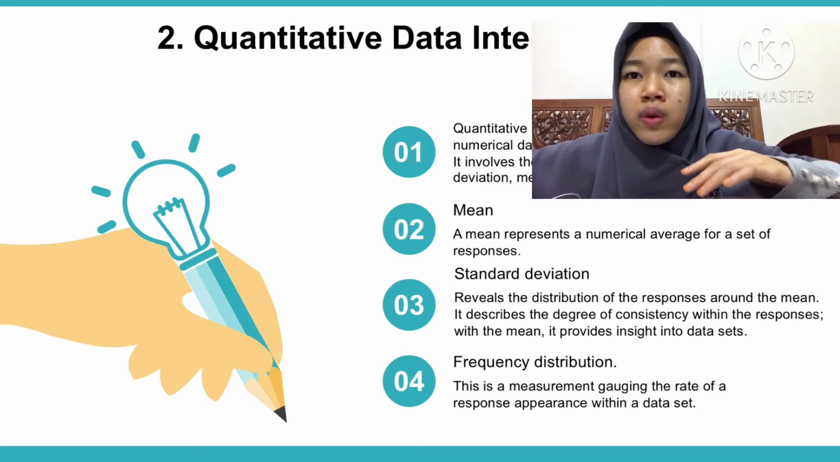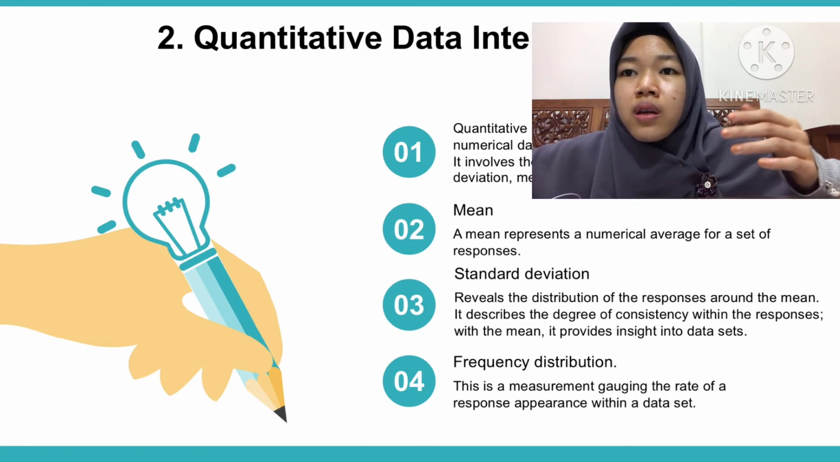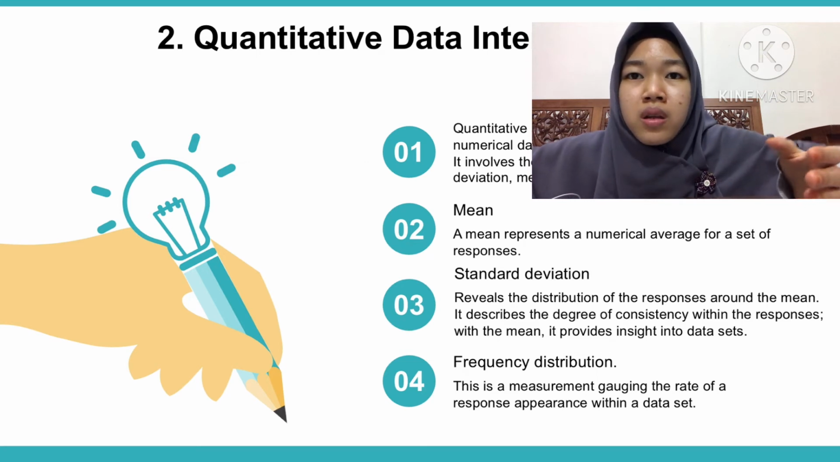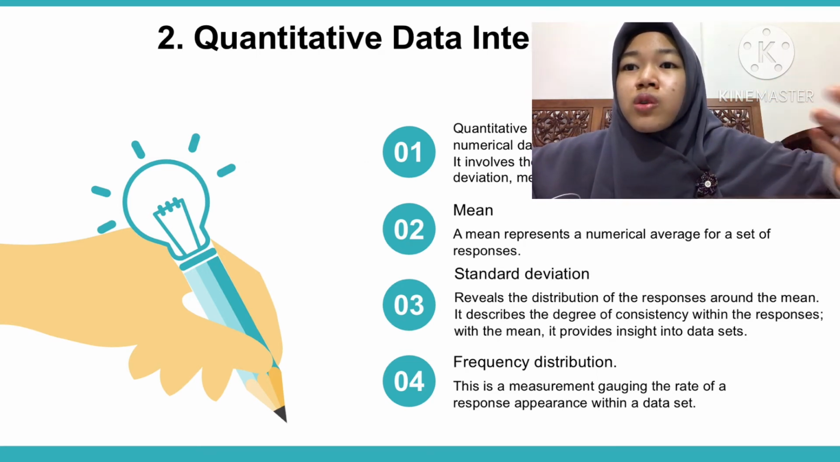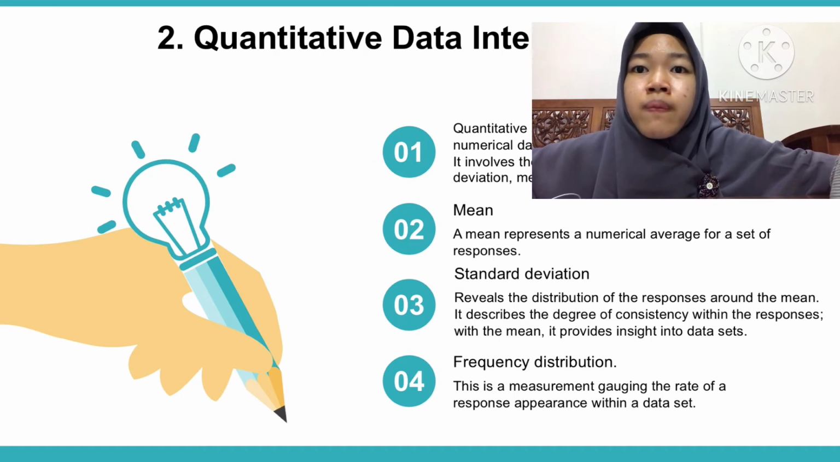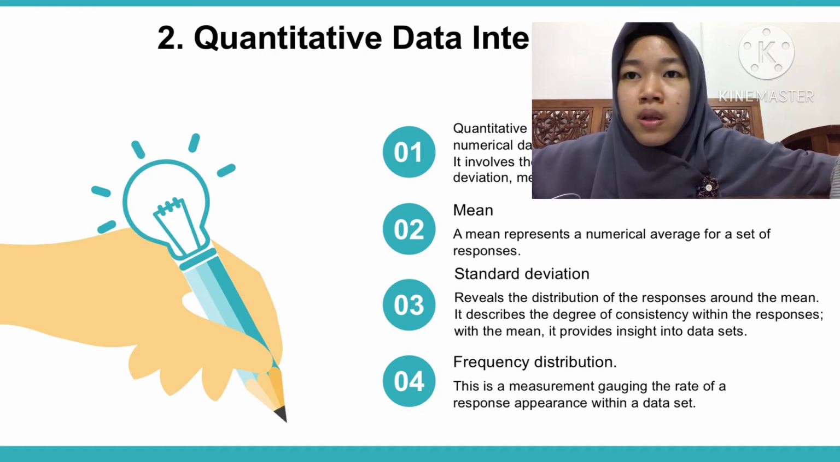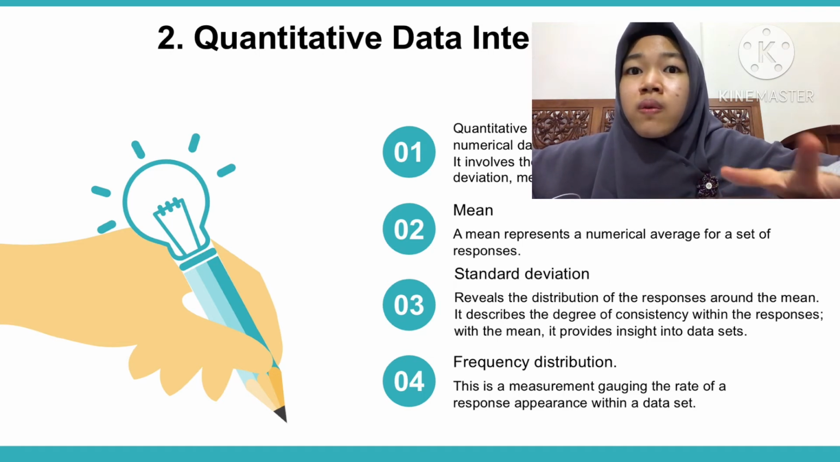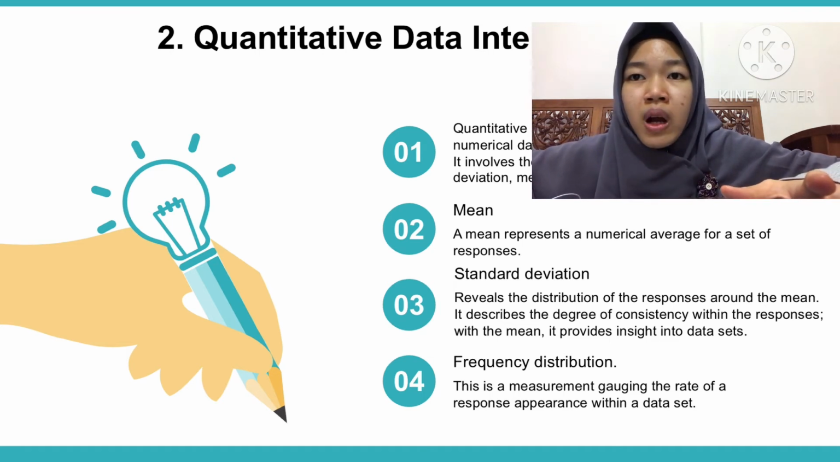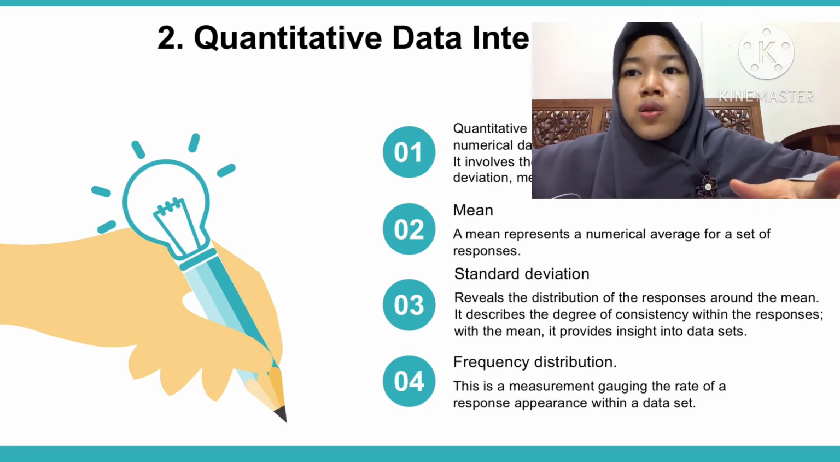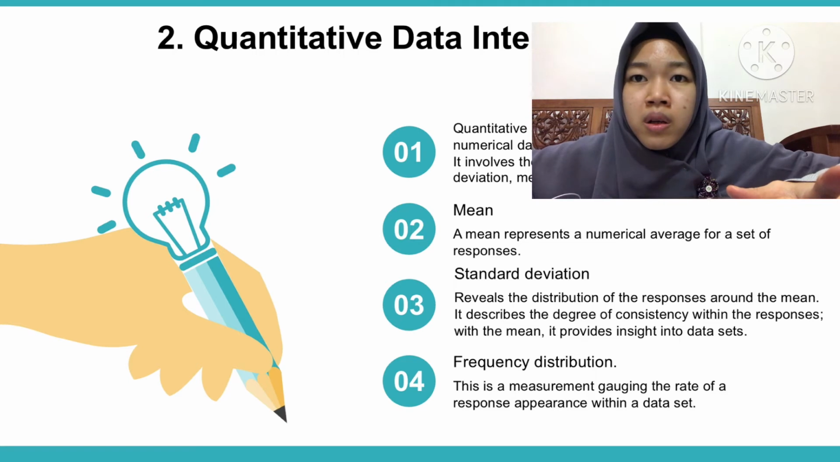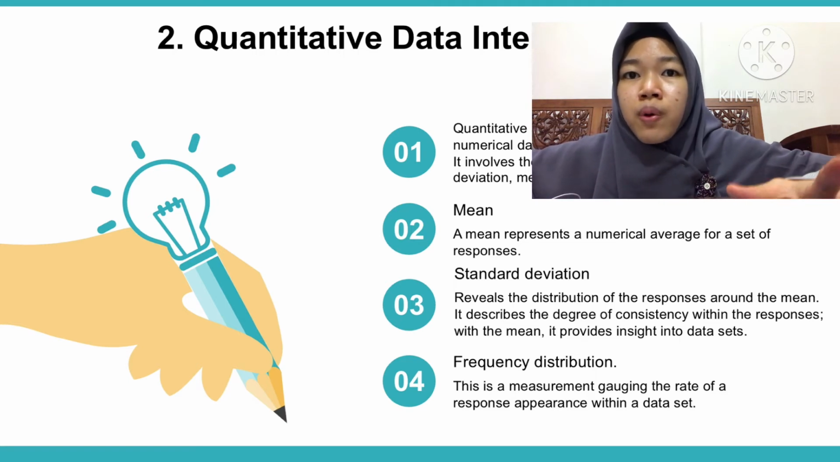The next is frequency distribution. This is a measurement gauging the rate of the responses' appearance within the data set. When using a survey, for example, frequency distribution has the capability of determining the number of times a specific ordinal scale response appears. For example, agree, strongly agree, and disagree, etc. Frequency distribution is extremely keen in determining the degree of consensus among the data points.